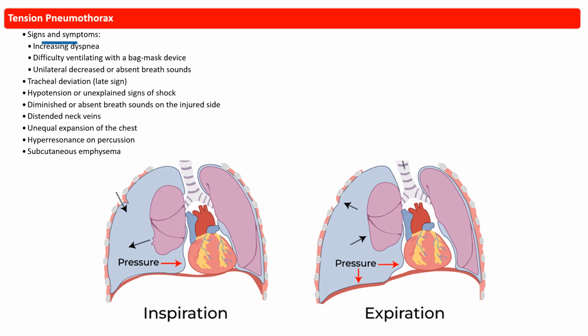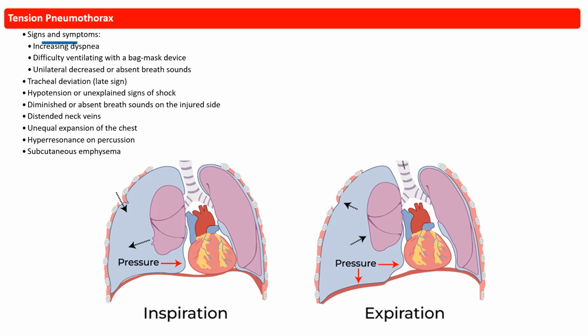Unilateral decreased or absent breath sounds. Tracheal deviation is a real late sign, typically. Many times it's only found post-mortem, but on that one patient it was almost deviating. Tensions can happen a little bit before it gets that bad. Hypotension are signs of unexplained shock. If we have chest trauma with signs of unexplained shock, just dart the patient. If we can't tell which side it is, we dart both.